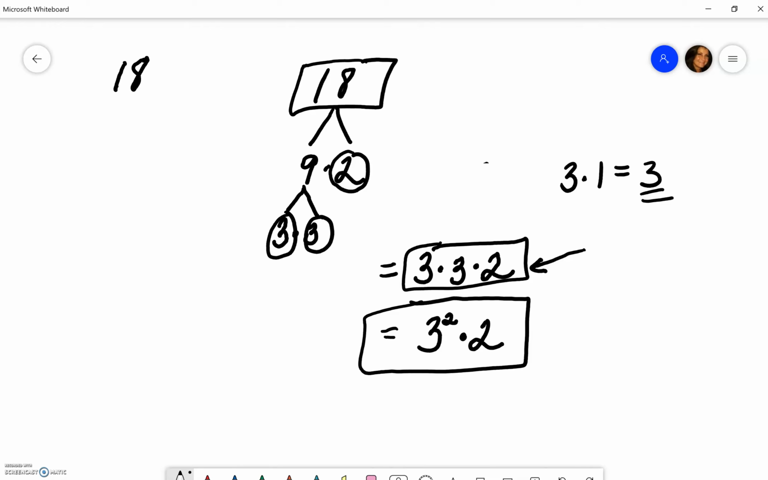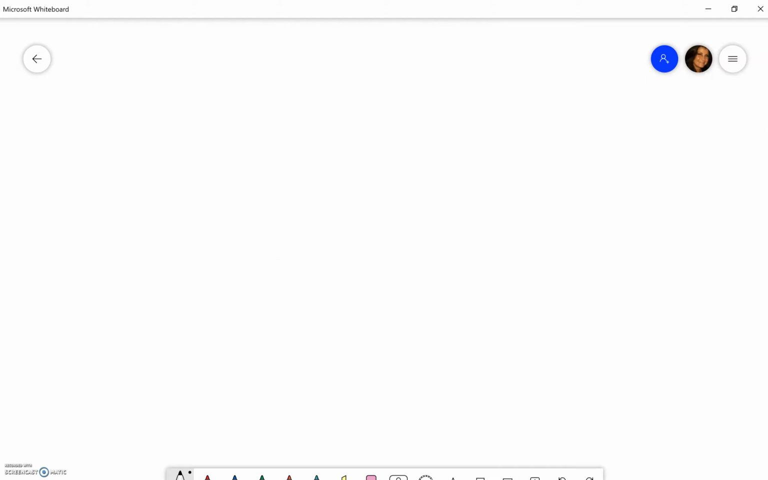All right, so let's go ahead and try. So this would be the tree method. Let me go ahead and show you the other method. If you're given a number like 165, you can use the tree method if you can.